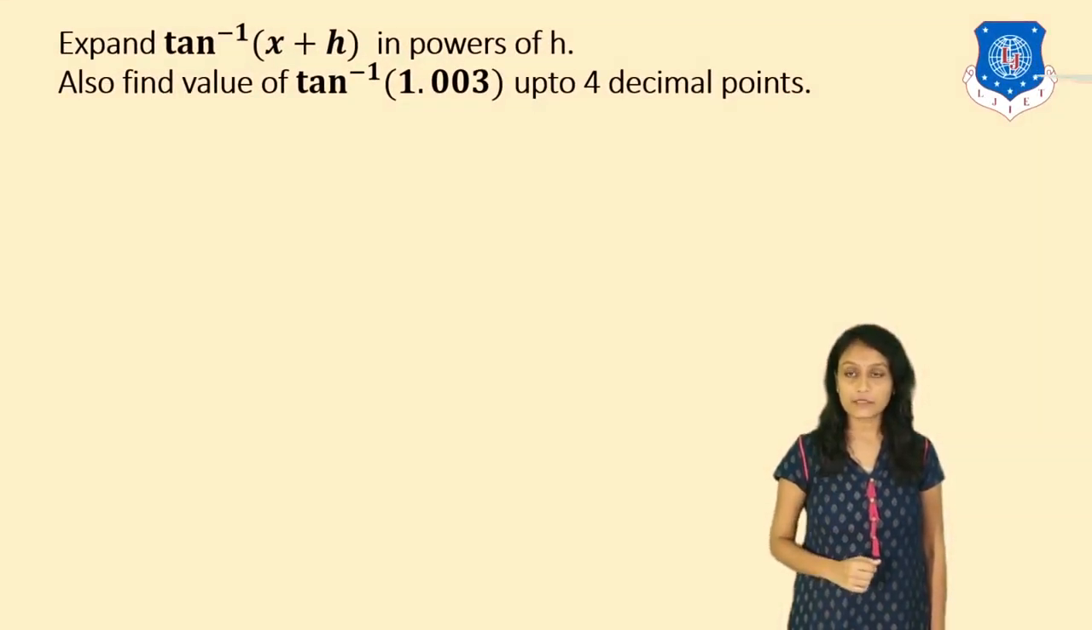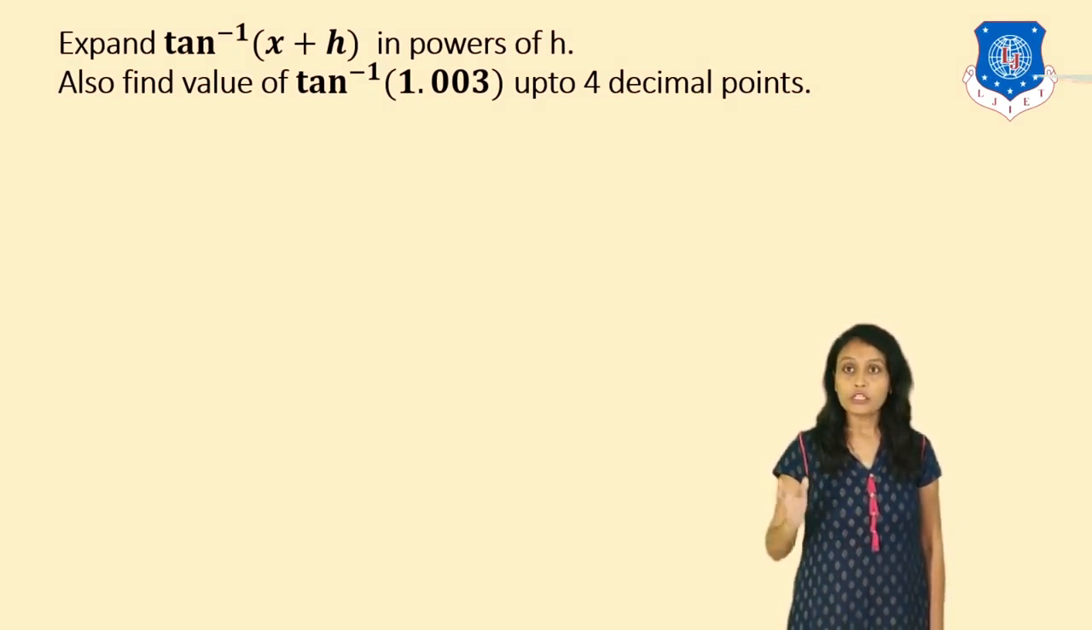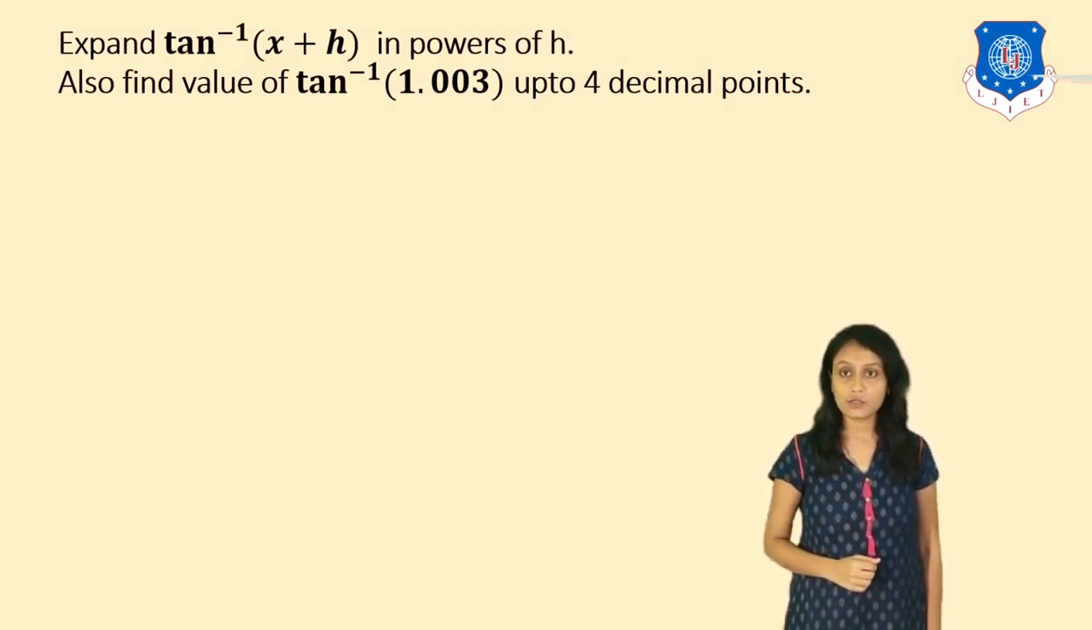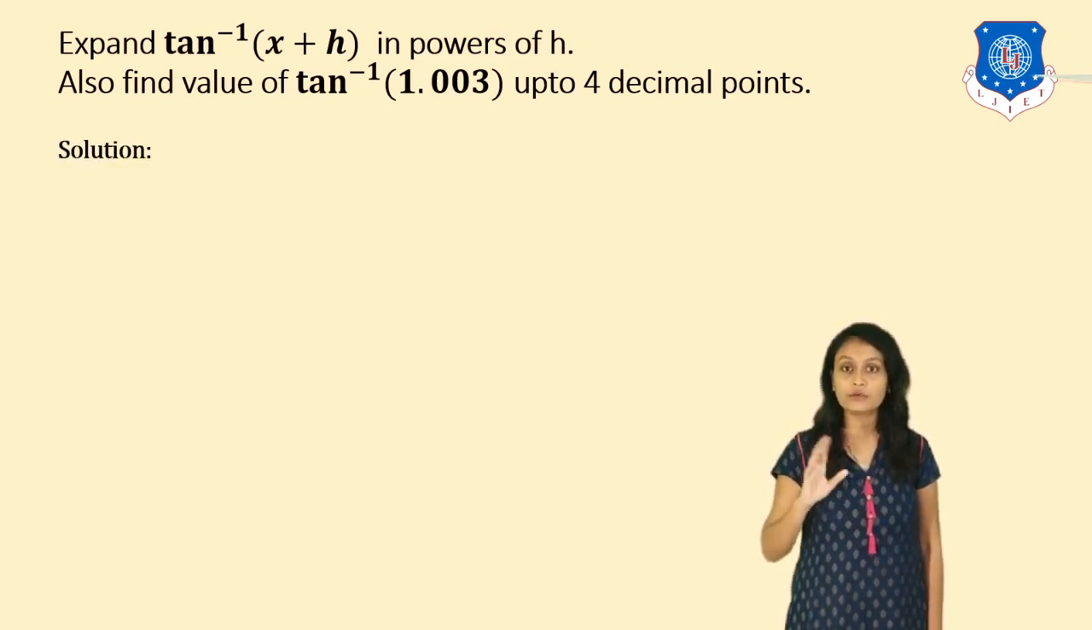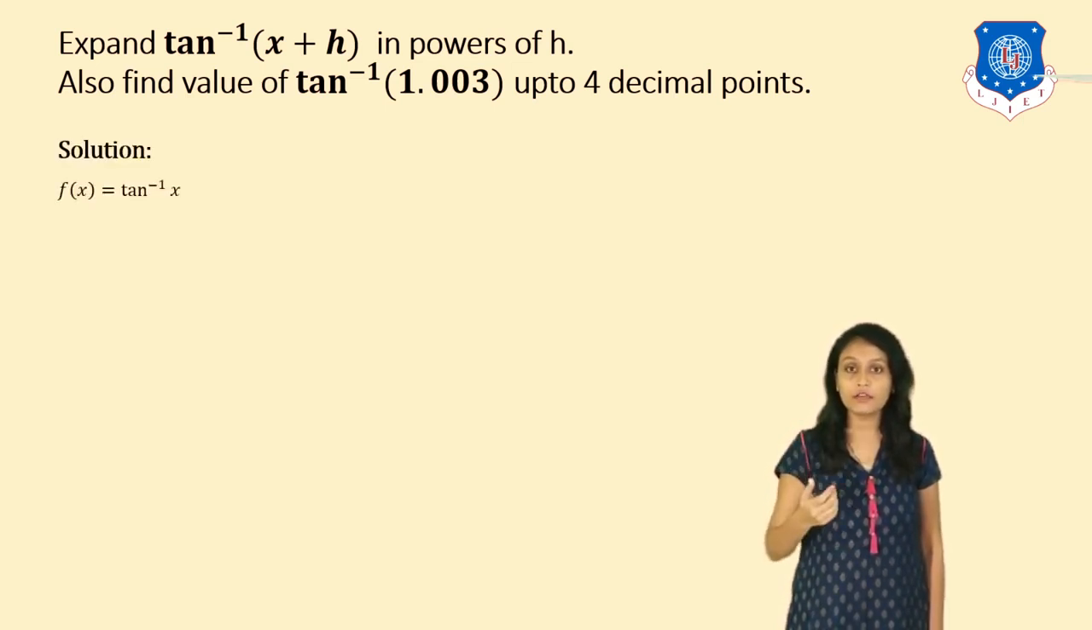First example is expand tan inverse of x plus h in powers of h. Also find the value of tan inverse 1.003 up to 4 decimal points. So in this example we have to expand tan inverse of x plus h, that is f of x plus h, in powers of h. So we'll use that formula. So from here f of x will be what? Tan inverse x. In the question we have f of x plus h, so from that you will get f of x as tan inverse x.